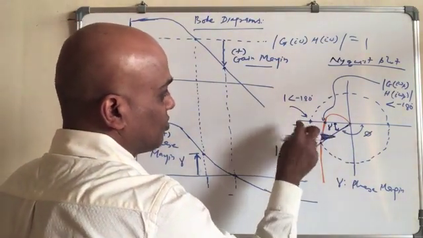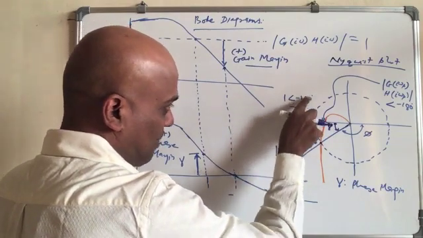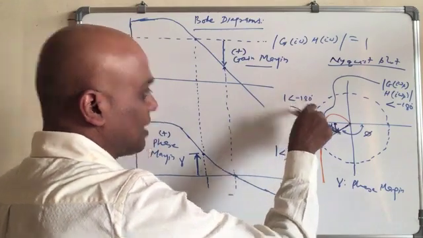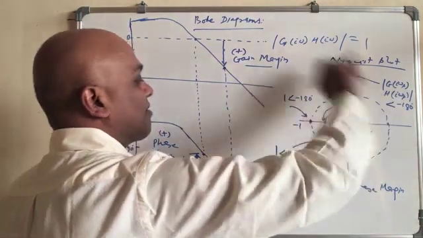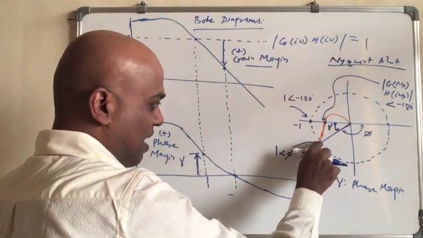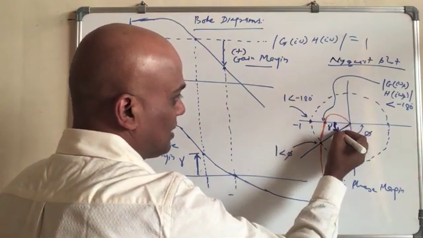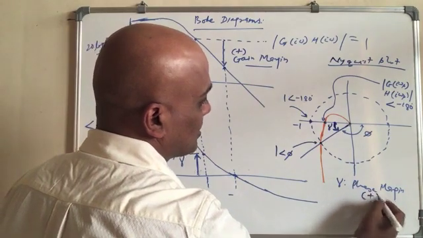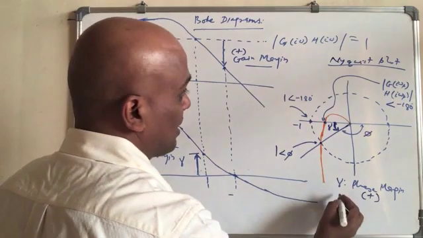So you have -1, right, or 1 angle minus 180 degree angle. You are measuring from there anti-clockwise, and this is the angle phi. This angle, measured from here to here, is positive. This is the phase margin, which is positive. Now what about the gain margin?